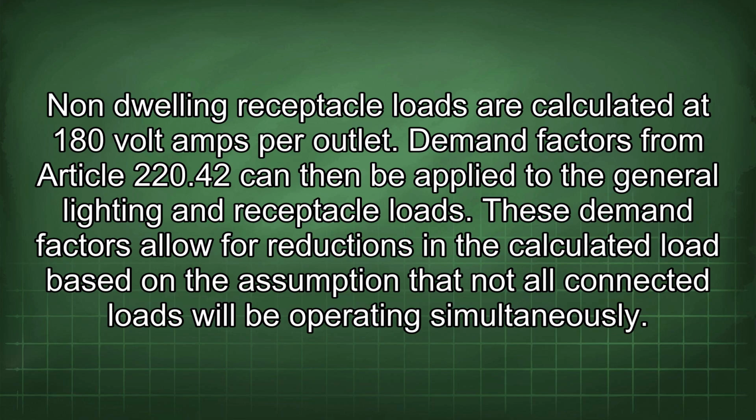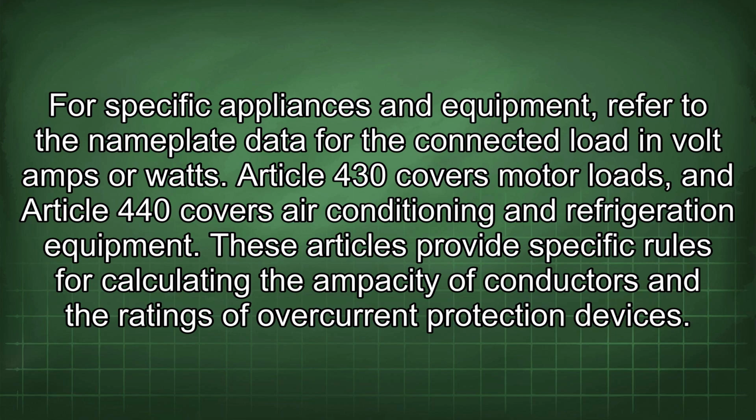These demand factors allow for reductions in the calculated load based on the assumption that not all connected loads will be operating simultaneously. For specific appliances and equipment, refer to the nameplate data for the connected load in volt-amps or watts. Article 430 covers motor loads, and Article 440 covers air conditioning and refrigeration equipment. These articles provide specific rules for calculating the ampacity of conductors and the ratings of overcurrent protection devices.